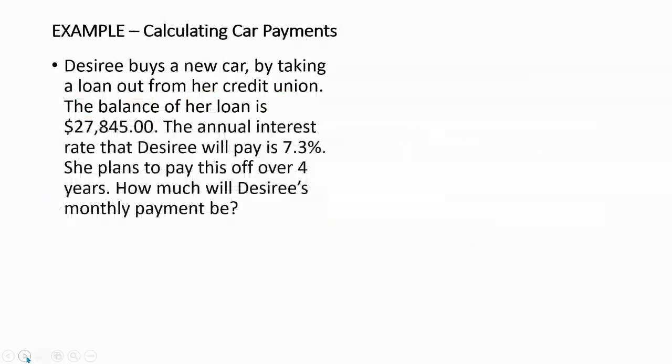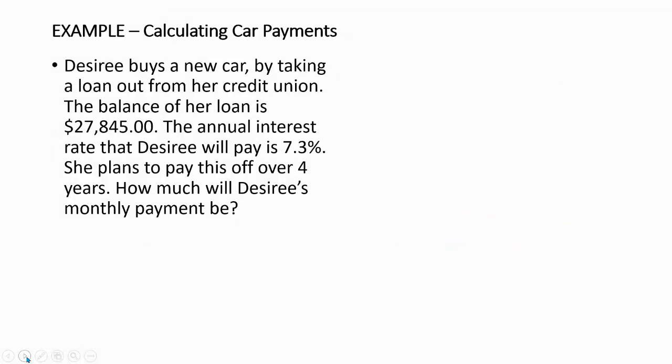Okay, so let's just jump in here and calculate this car. So Desiree buys a new car by taking a loan out from her credit union. The balance of her loan is $27,845. The annual interest rate Desiree will pay is 7.3%. She plans to pay this off over 4 years. How much is the monthly payment going to be?